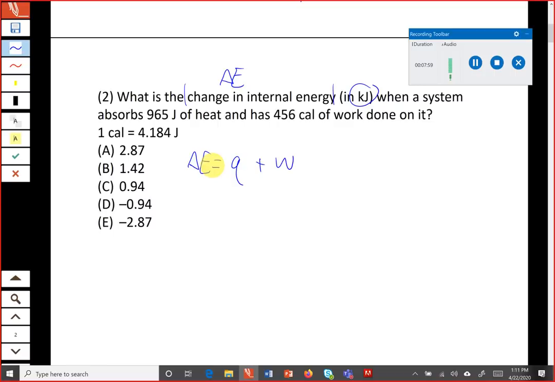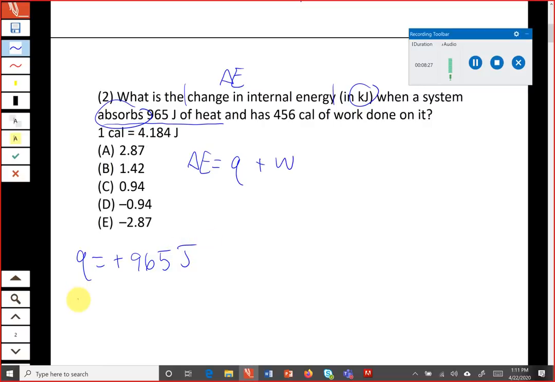Now the key thing to keep in mind in problems like this is that typically Q and W are given directly to you, but you have to pay attention to the signs and to the units before we can add them together. So if you look at Q in this scenario here, we're absorbing 965 joules of heat. And so the word absorbs tells us that that heat term is positive. If heat was released, it would be negative, but here it's absorbed, so it's 965 joules.